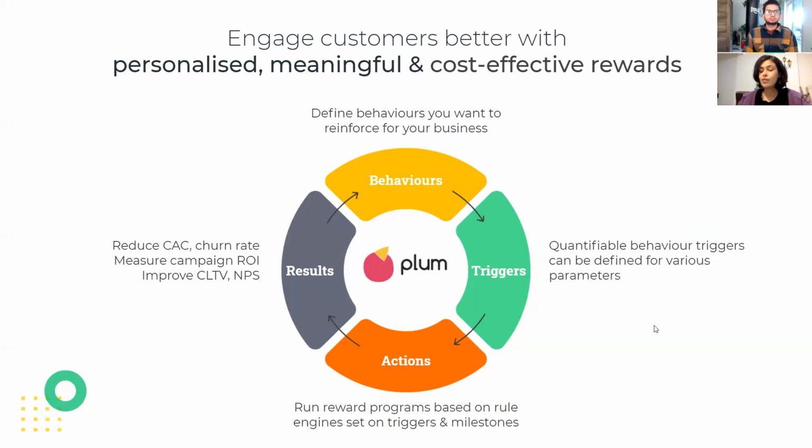So as soon as this particular action is done by your customer, a reward is automatically triggered, and all of this happens at the back end in an automated fashion. So there is absolutely no manual effort here. Now, what happens as a result of all of these things? You define the behavior, you set the trigger, and you automate the reward.